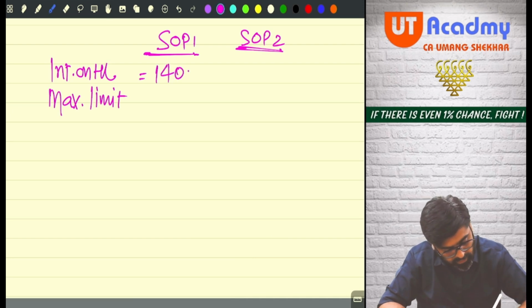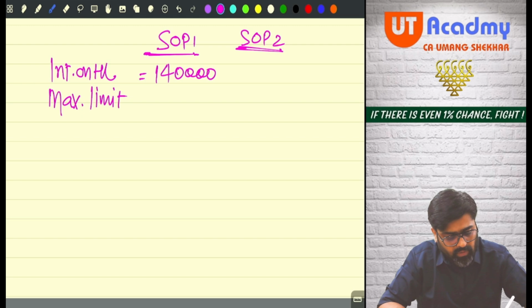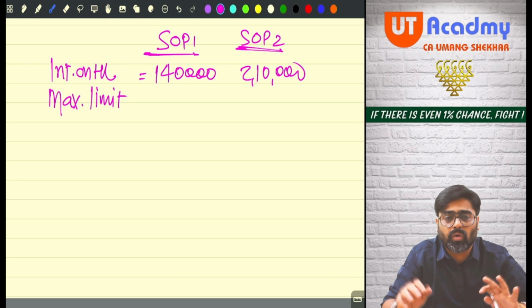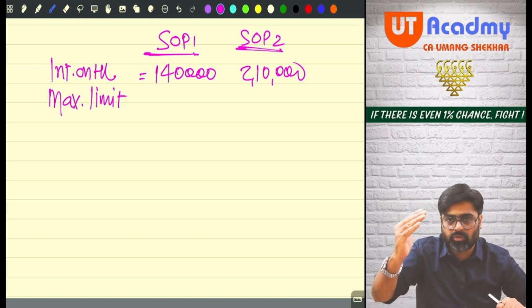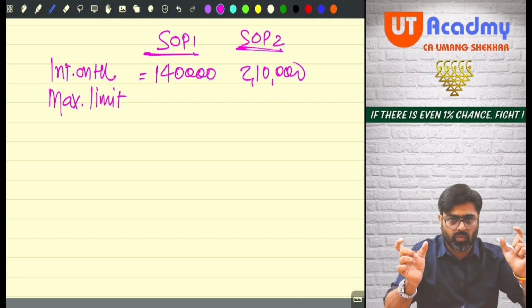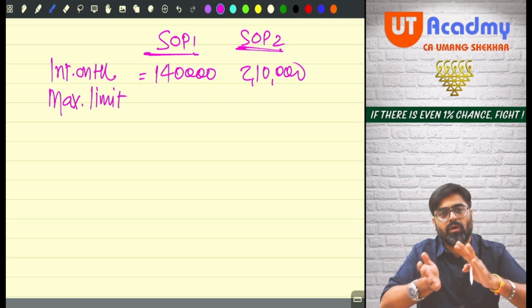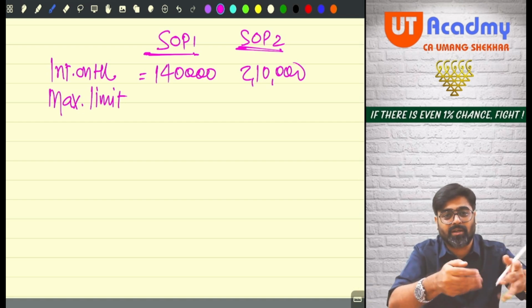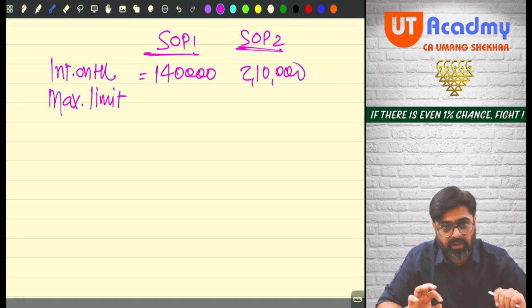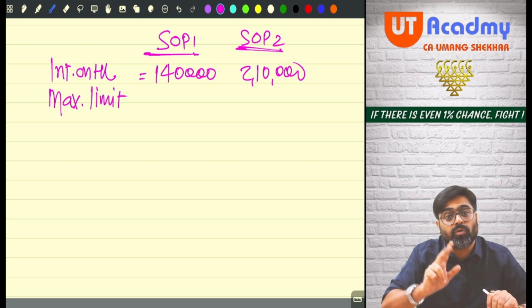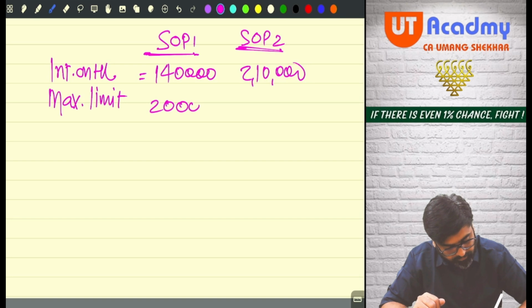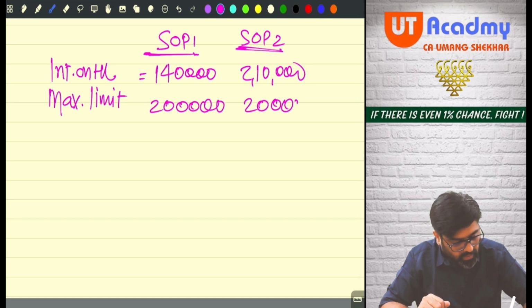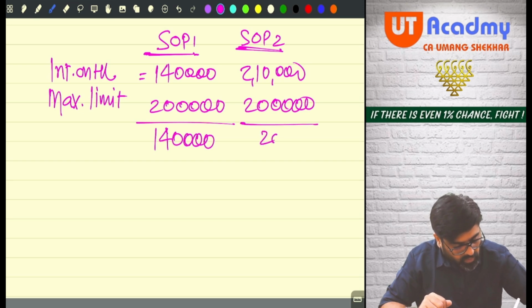Here it was 1,40,000 and here it was 2,10,000. Possible? Both the loans were special loans. So SOP 1, SOP 2, whatever loan was taken, it was taken on or after 1st April 99 for the purpose of purchase or construction. Purchase or construction completed within 5 years. That means the loan was special. So the limit of interest for each loan will be how much? 2 lakhs. Hello? How much? 2 lakhs. So this will be allowed 1,40,000 and this will be allowed 2 lakhs.